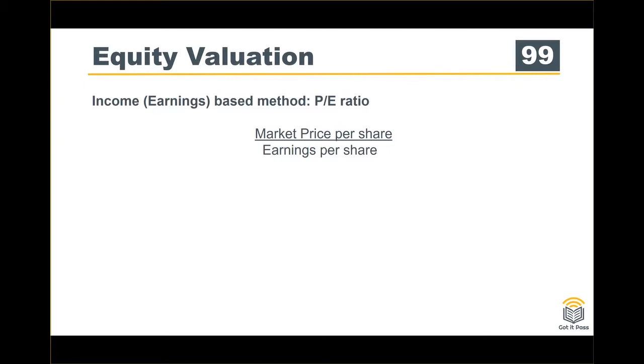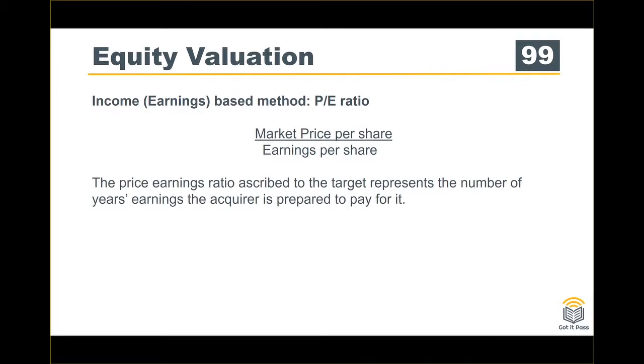So first of all, we would like to introduce the income or earnings-based method, the PE ratio or the PE multiple. The formula is easy. The market price per share divided by the earnings per share. So the PE ratio ascribed to the target represents the number of years earning the acquirer is prepared to pay for it.